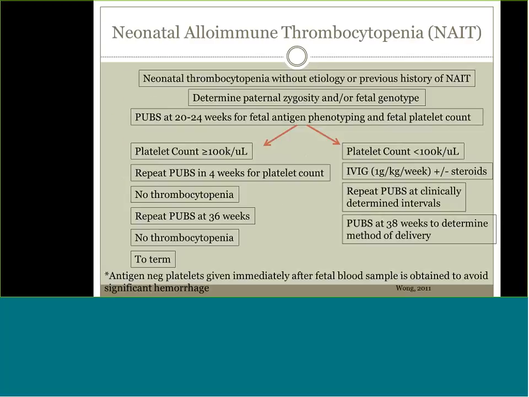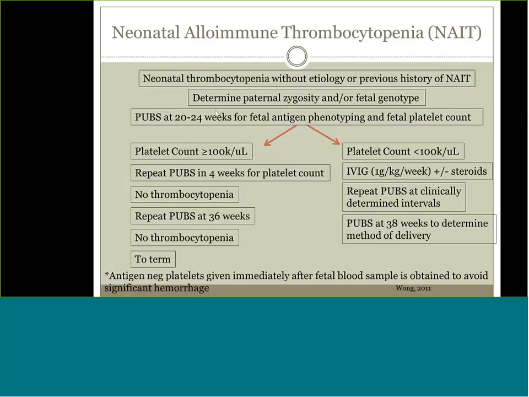So this was an algorithm that was developed as kind of a theoretical one that could be tried in patients who are very high risk, either with a previously affected sibling or a previously affected sibling with intracranial hemorrhage. And this uses PUBS and direct fetal platelet count measurements.